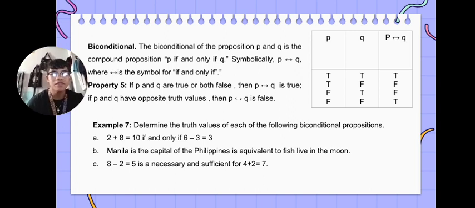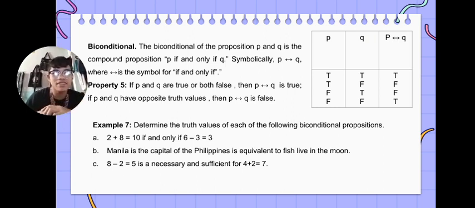And next is Property 5. If P and Q are both true or both false, then P if and only if Q is true. If P and Q have opposite truth values, then P if and only if Q is false.